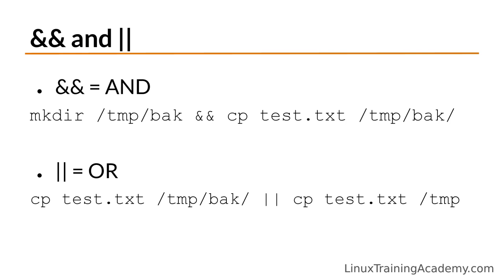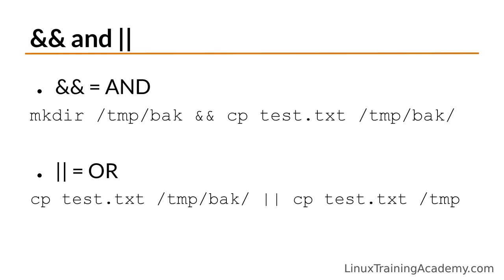In the example on the screen, mkdir /tmp/bak is executed. If it succeeds and returns a 0 exit status, then, and only then, will the cp command be executed. In this example, you can see that there is no need for the cp command to be executed if the directory wasn't able to be created. The command following a double pipe will only execute if the previous command fails. If the first command returns a non-zero exit status, then the next command is executed.